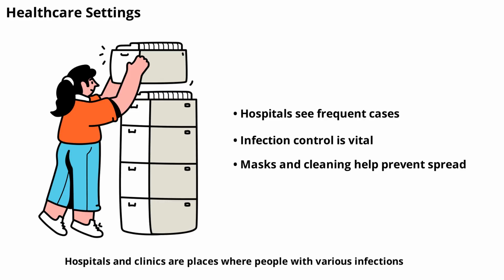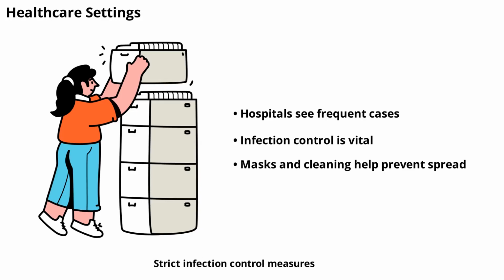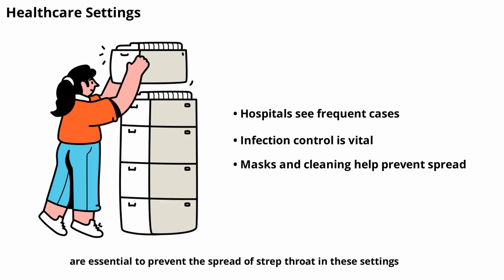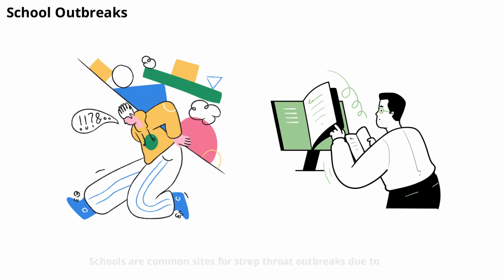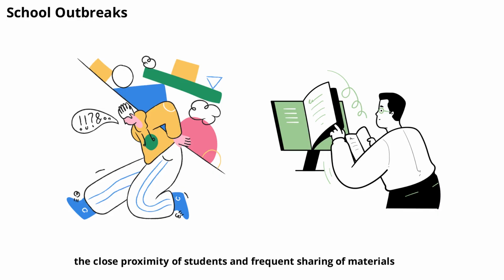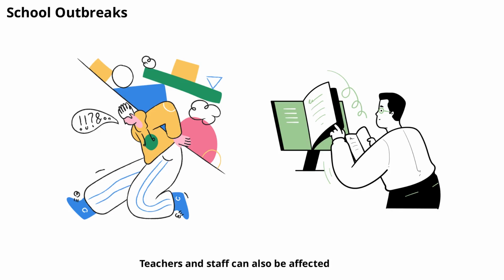Hospitals and clinics are places where people with various infections, including strep throat, gather. Healthcare workers and patients are at higher risk due to frequent exposure. Strict infection control measures, such as wearing masks and regular disinfection, are essential to prevent the spread of strep throat in these settings. Schools are common sites for strep throat outbreaks due to the close proximity of students and frequent sharing of materials. Teachers and staff can also be affected. Quick identification of cases and temporary exclusion of sick students can help limit the spread within schools.